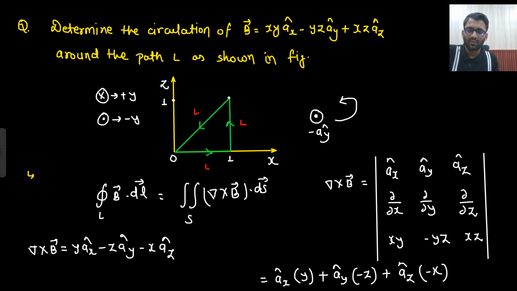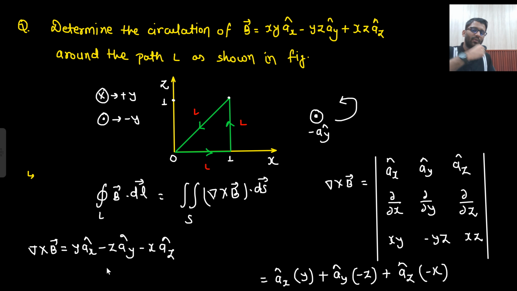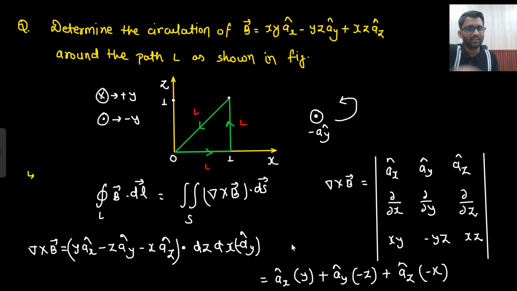So what I need to do now, I need to do del cross b dot ds. So del cross b, yeah. So now what I'm going to do, this dot product with dx dz ay cap, and minus sign is also there. So ay cap will be dot product with ay cap only, ay dot ax is 0, ay dot az is 0. So what you are going to get, z into dz into dx, that's it. Are you getting this point?